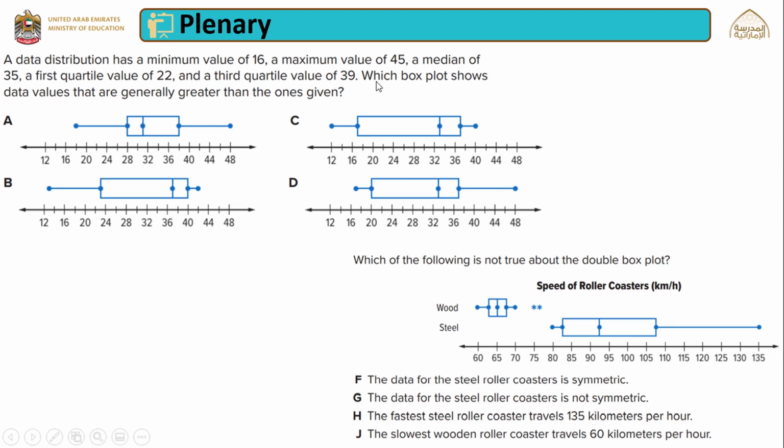So we will think about the first quartile, 22, and the third quartile. Whatever is greater than these two values is considered a greater box plot. The first quartile in B is a little bit greater than 22, and the third quartile is more than 39. It's 40, and also the median is more than 35. So B plot.